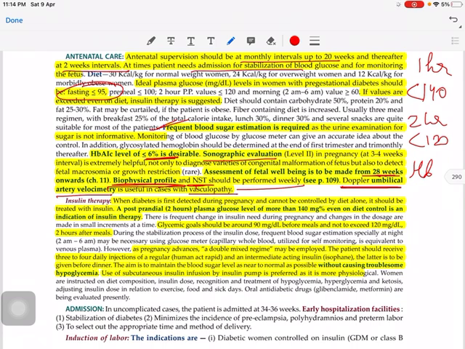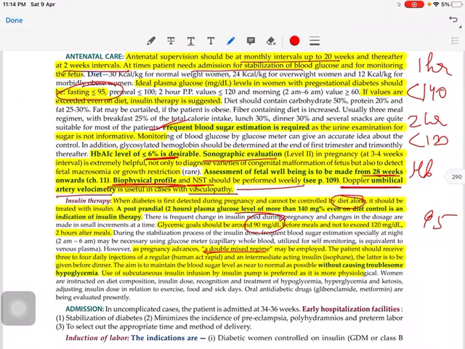Insulin therapy: if you cannot control it with diet, you have to give insulin. The goal should be a fasting glucose level of less than 95. As the pregnancy advances, we use a double mixed regime.